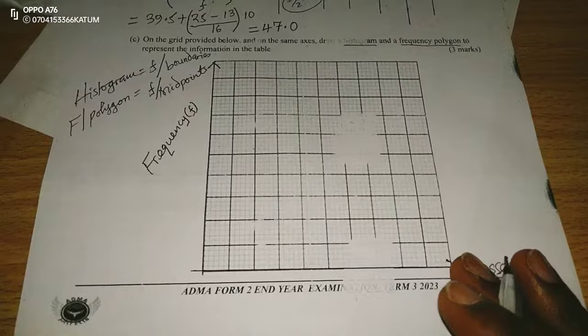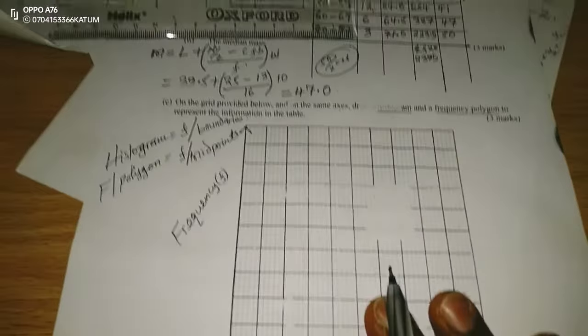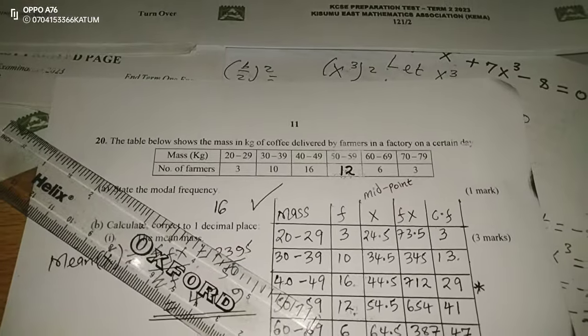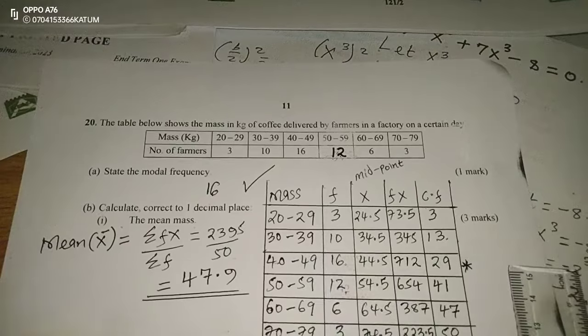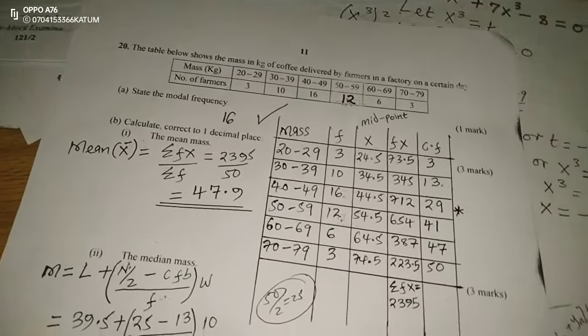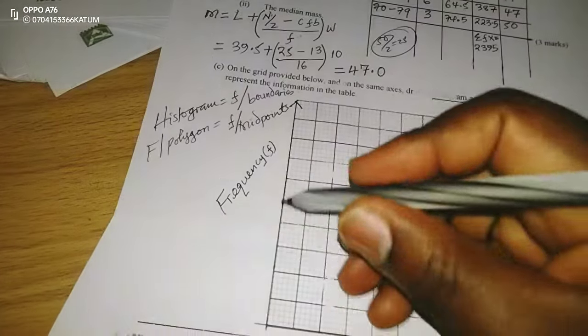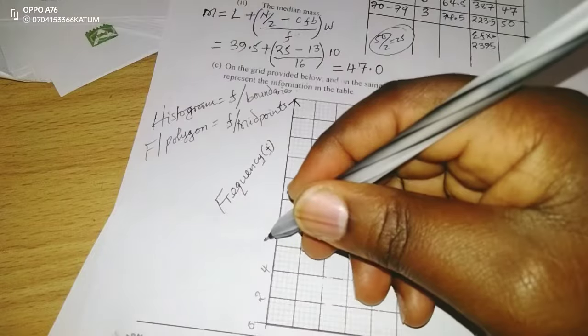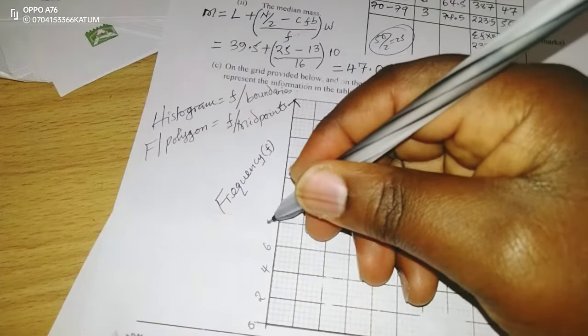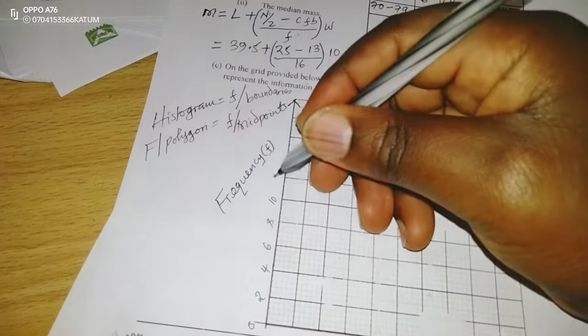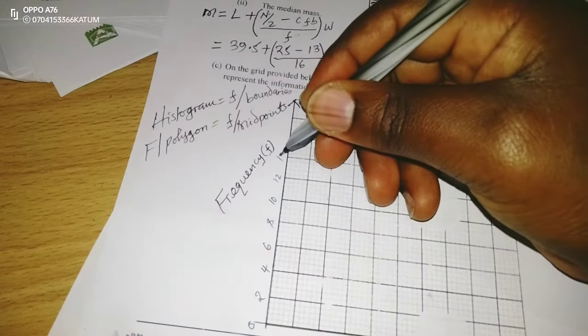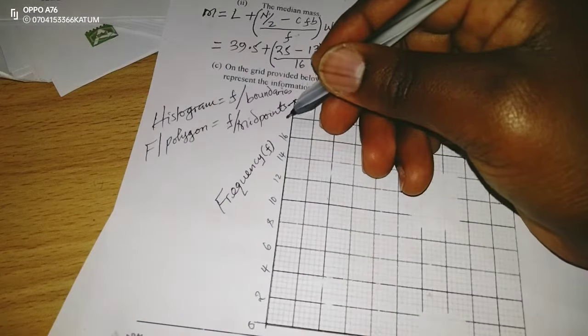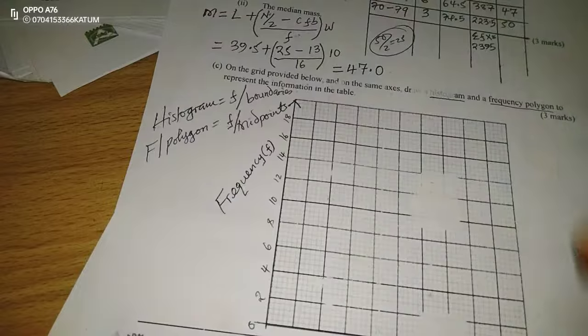So we have the highest frequency from this data as 16. So I can use intervals of 2, so that I may start from 0. Then I have 2, 4, 6, 8, 10, 12, 14, 16, 18.